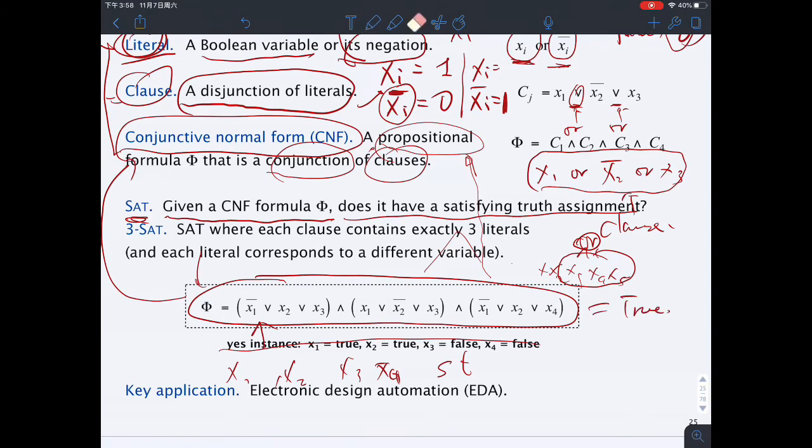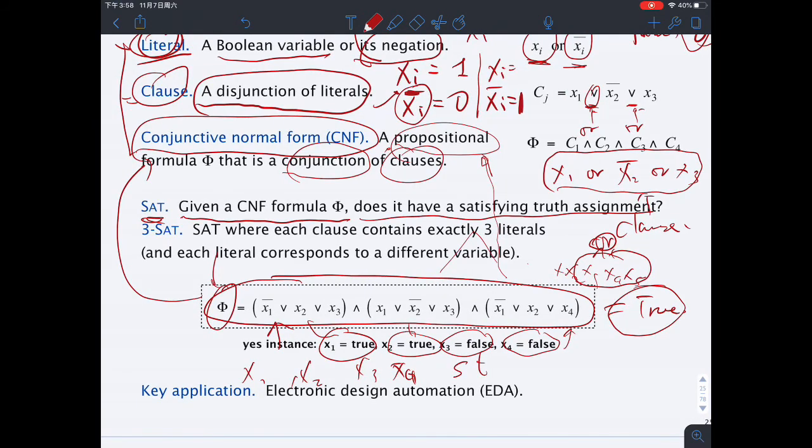The lecture slides claim that for this particular instance, the answer is yes. We are able to assign x1 equal to true, x2 equal to true, x3 equal to false, and x4 equal to false. I plug in all these assignments, and you can check that phi evaluates to true. So the SAT problem is exactly asking this: if I give you a conjunctive normal form, are you able to tell me whether there exists a feasible assignment of the variables so that the formula evaluates to true?